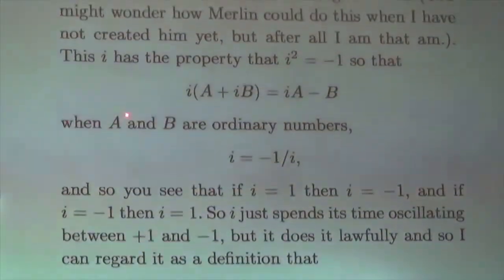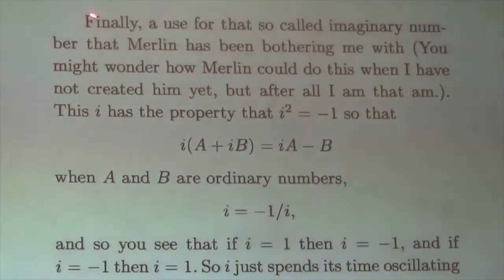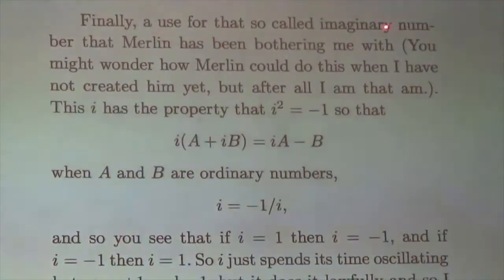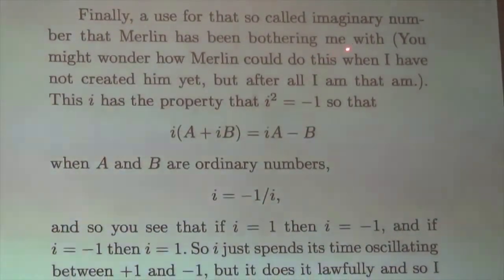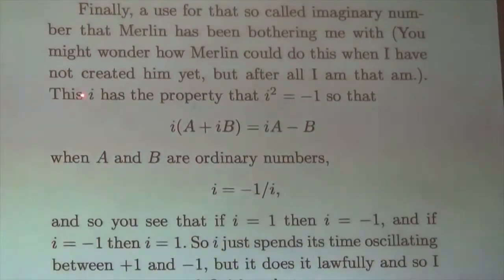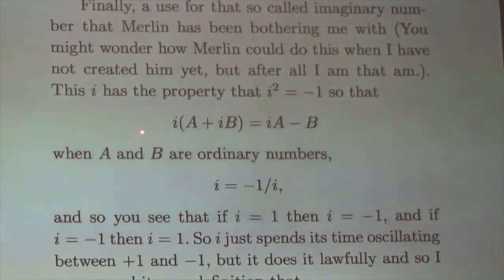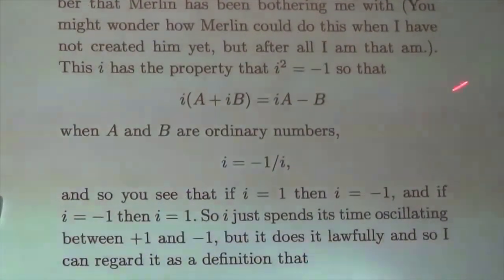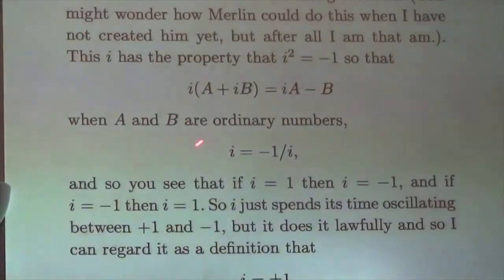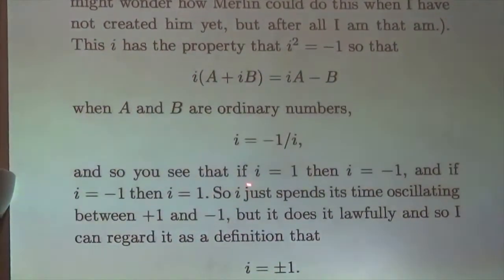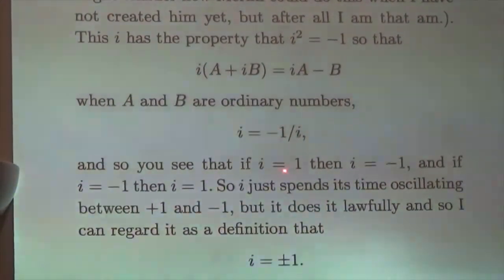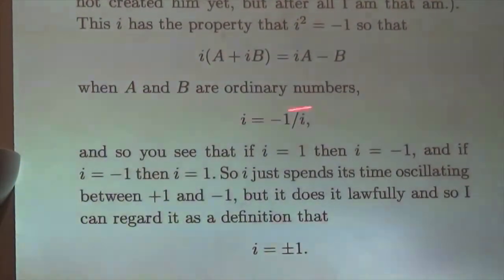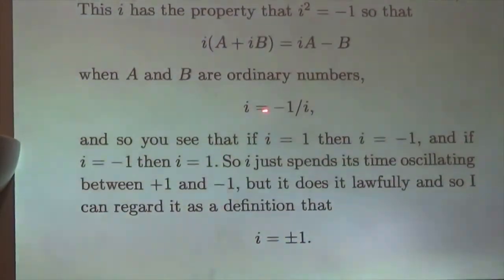I have my protagonist talking here, and this has to do with the nature of the i. So he said, "Finally, a use for that so-called imaginary number that Merlin has been bothering me with." This i has the property that it squares to minus 1, so i times (ia plus ib) is ia minus b. And i is minus 1 over i. If I look at i equals minus 1 over i, you see that it can't be real, because if i was equal to 1, then i would be equal to minus 1. Put a 1 in there, you get minus 1. If i is 1, then it's minus 1. Looks like a paradox in this form.